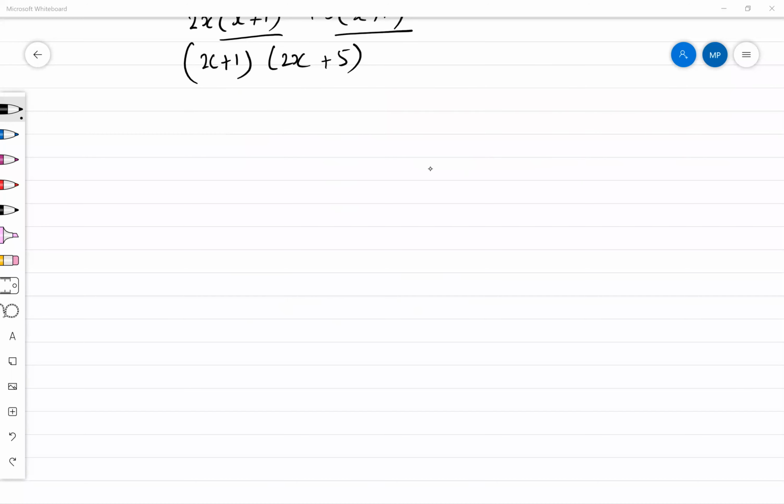Next is 2x. I gave it back to you. Mute yourself. You have to mute yourself. Wow, wow, wow. Somebody's talking here.